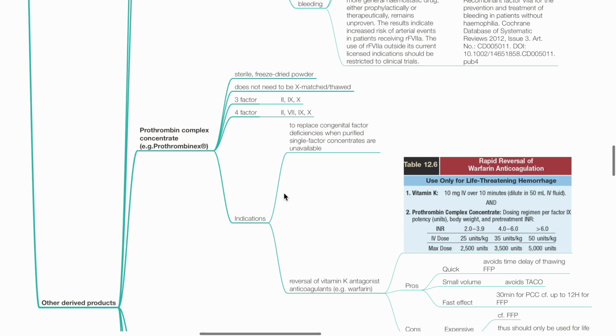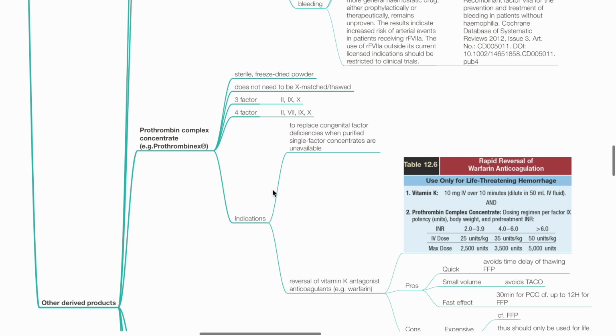Prothrombin complex concentrate. This is a sterile freeze-dried powder. It does not need to be cross-matched or thawed. 3-factor PCC contains factor 2, 9, and 10. 4-factor PCC contains factor 2, 7, 9, and 10.